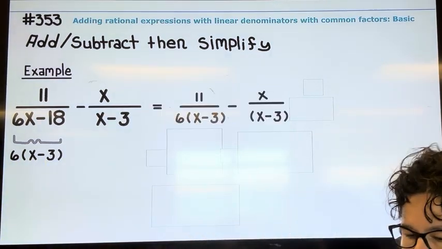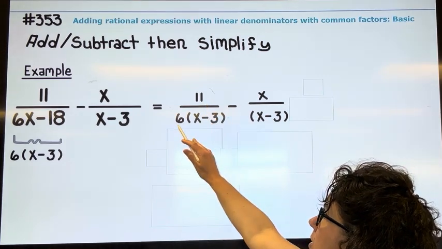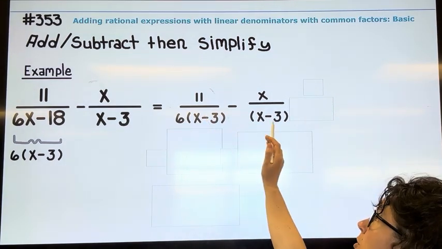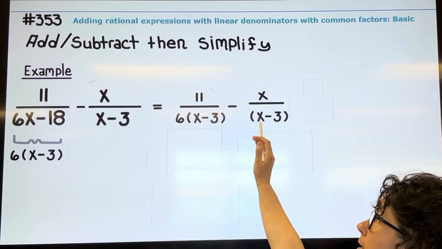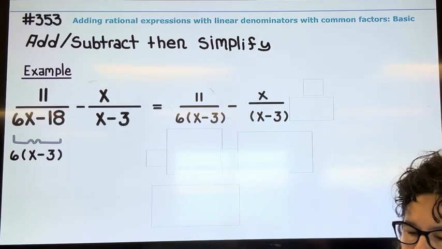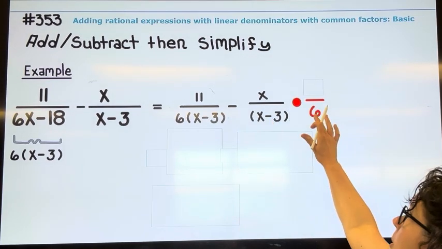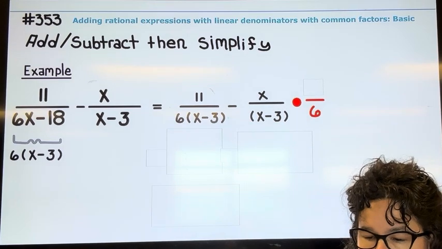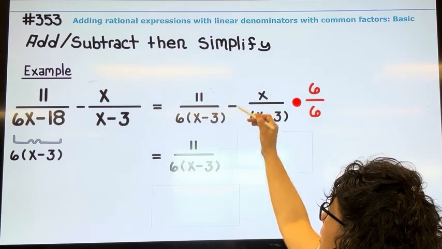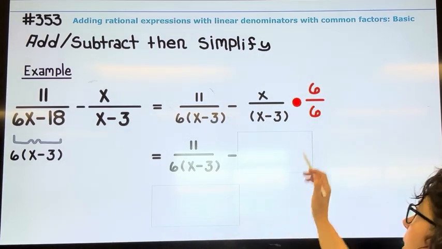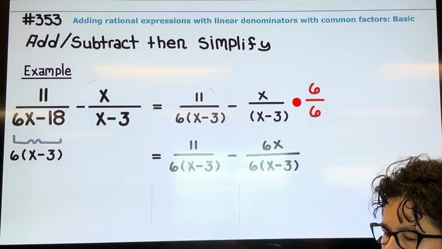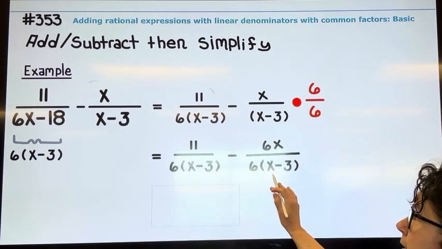Okay, so I'm just going to carry that over here really quick. We have 11 over 6 times x minus 3 minus x over x minus 3. Now we want to force these two denominators to be the same, and the only thing this one doesn't have is the 6. So I'm going to multiply this denominator by 6, but whatever you do to the bottom, you've got to do to the top. So we're going to carry down this fraction, carry down the minus, and then multiply numerator times numerator, denominator times denominator. 6 multiplied by x is 6x over 6 times x minus 3.